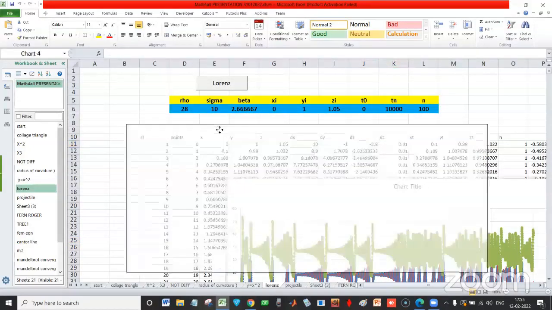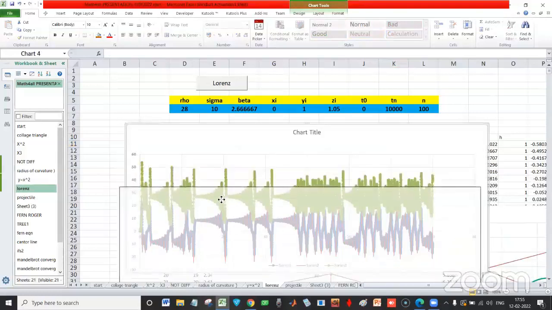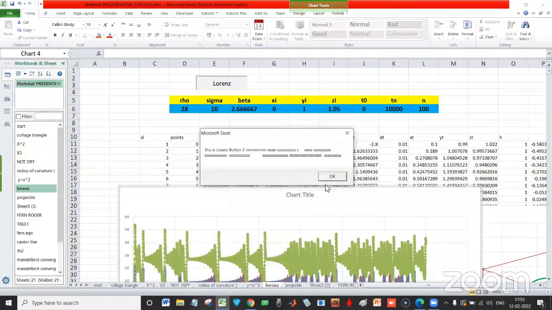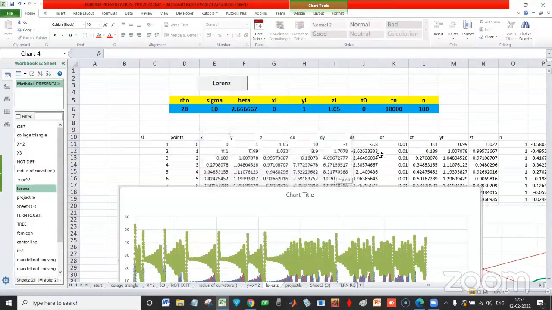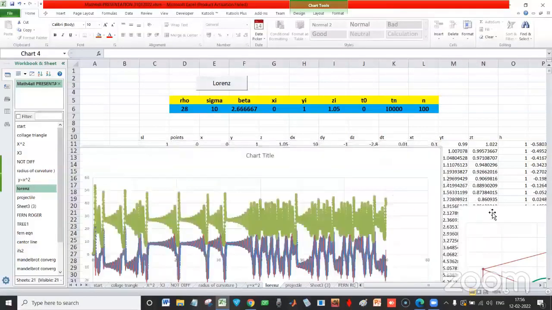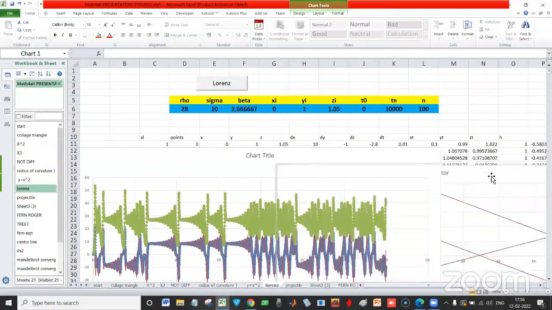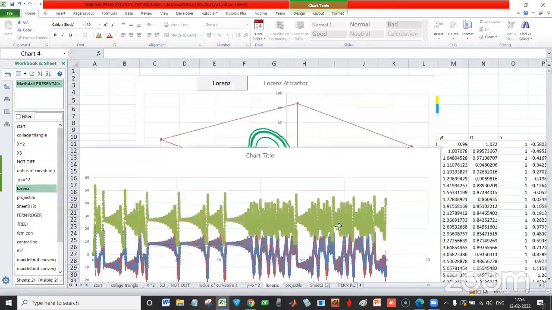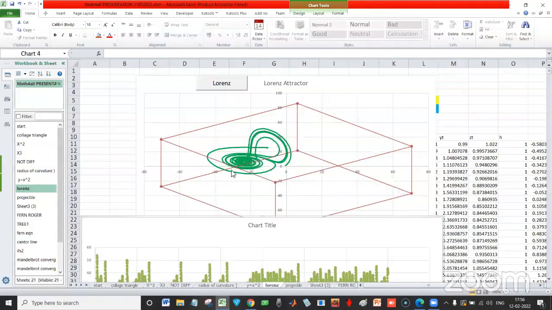Now it is the Lorentz attractor. Lorentz attractor, as I told you, has three equations. So this was my intention to show, and here you can see these things, how these are the calculations, and these are the things we have done in 3D in the Lorentz attractor.